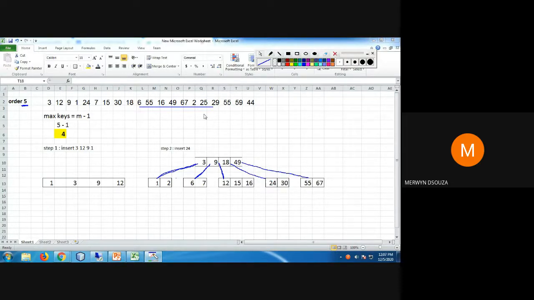So I've shown you till insert 2. Can you try the remaining on your books, please? And then 25, 29, 55, 59, 44. Can you try?